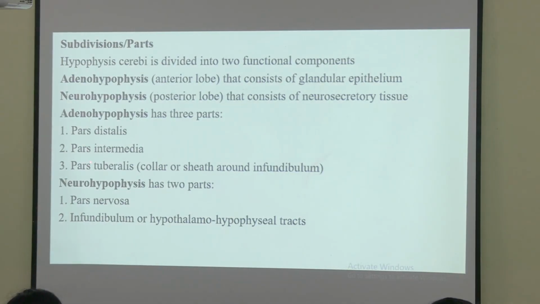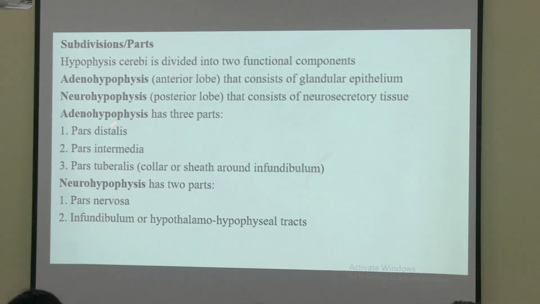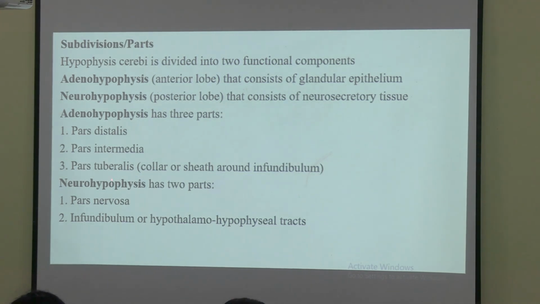Next, adenohypophysis, again it is divided into three parts. What are these? Pars distalis, pars intermedia, and pars tuberalis. Pars distalis is the most anterior part of the adenohypophysis. Next, intermedia means the intermediate part. And pars tuberalis: tuberalis is a collar-like extension of the adenohypophysis around the infundibulum.